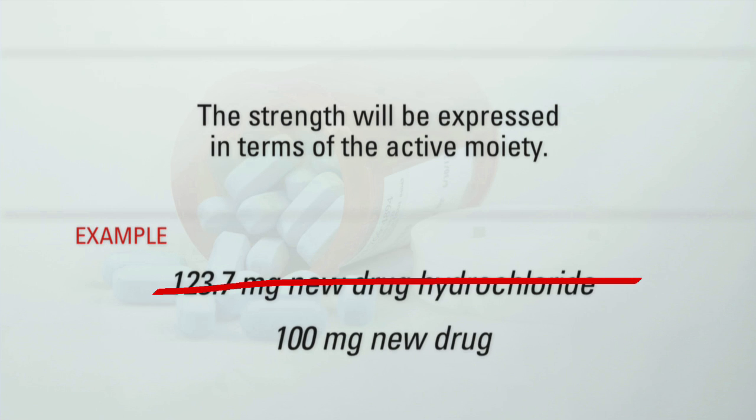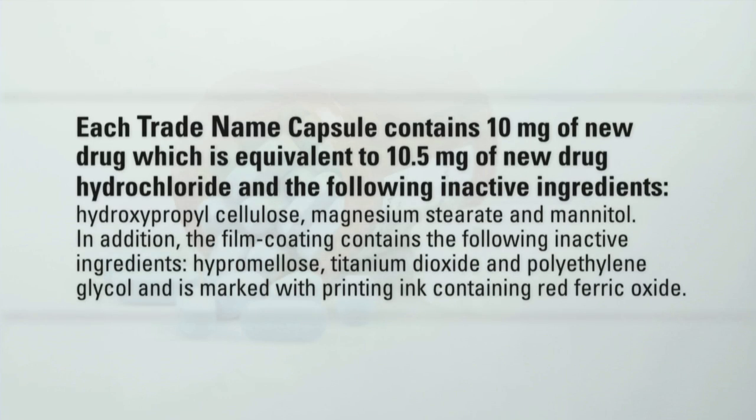When the name and strength are expressed in terms of the active moiety, the full name and full strength of the active ingredient or salt also must appear elsewhere on the drug product labeling, as this information may be useful to practitioners and patients. Here's an example that may be found in the description section of the labeling of the fictitious drug Miracle Drug capsule.